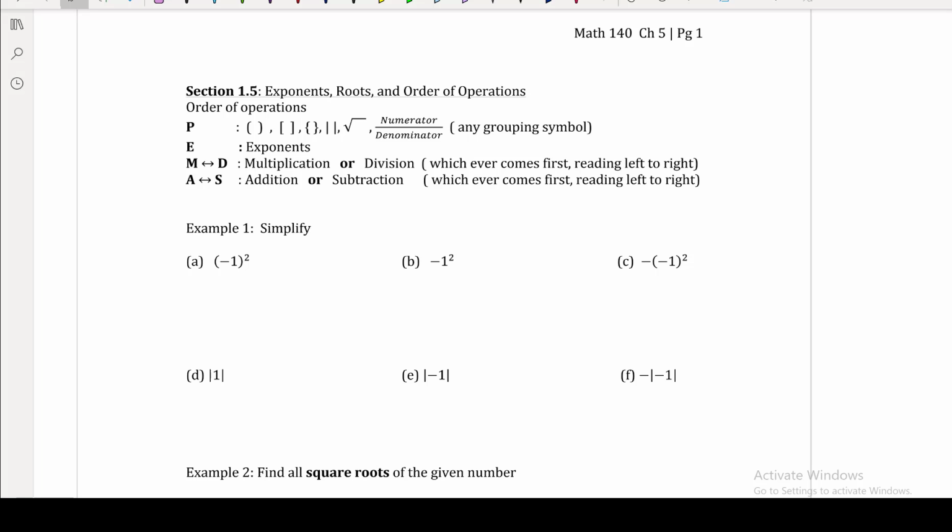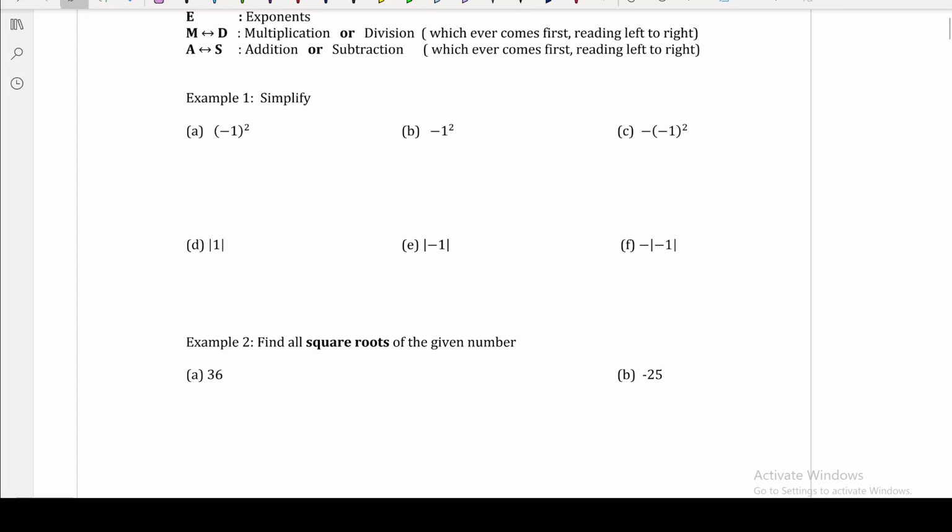You might remember order of operations as PEMDAS, where the P is any grouping symbol like the parentheses or the brackets or the braces, the absolute value, or the radical. E is for exponents, and it's multiplication or division, whichever one comes first, reading left to right, and addition or subtraction, whichever comes first, reading left to right. So here, you can definitely use your calculator, but what you want to pay attention to is the parentheses or lack of parentheses or any other grouping symbol.